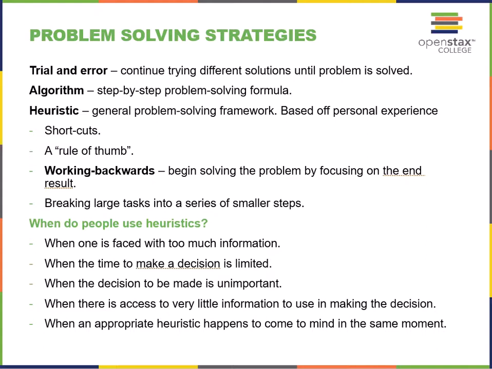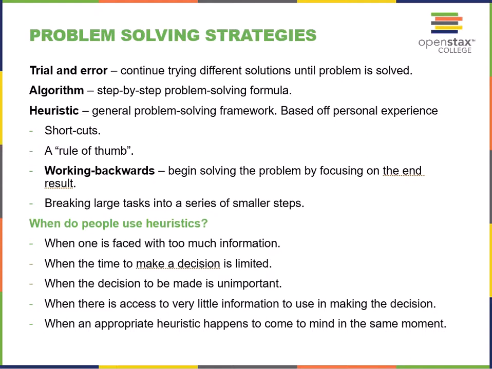Heuristics, on the other hand, allow you to do things in a shorter fashion, where it's often based upon previous information that you've already found out. It allows you to use shortcuts, or rule of thumb, or sometimes even working backwards, by focusing on the end result that you want and figuring out what you need to do in order to get there. Or you can break large tasks into a series of smaller tasks to make it simpler and easier.